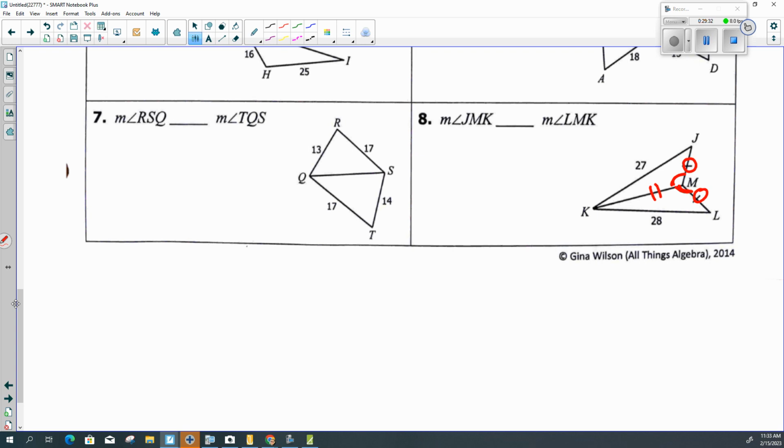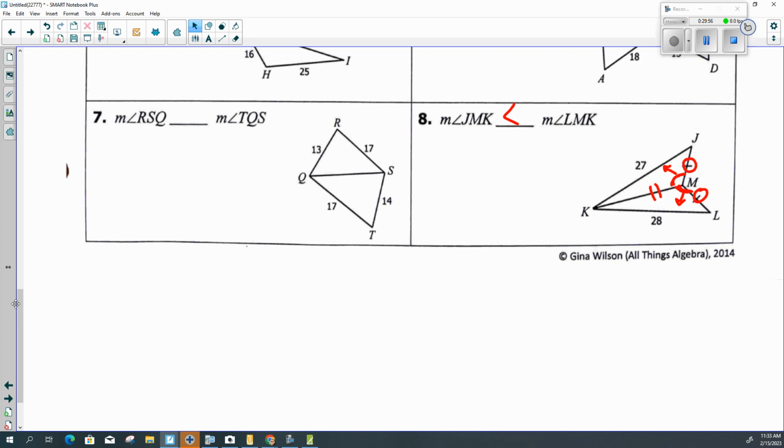Do you see it, Jesus? How do I decide if this angle, the top angle, is bigger than the bottom angle? You can see that it's 27 and 28. Yes. This one's opposite 27. This one's opposite 28. 28 would be bigger. So KML will be the bigger one.